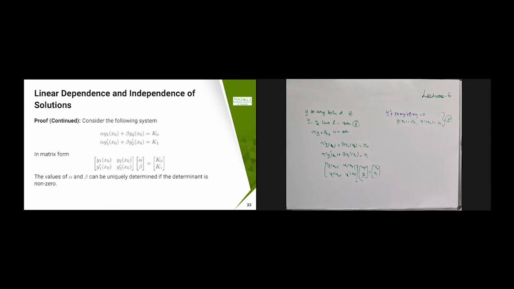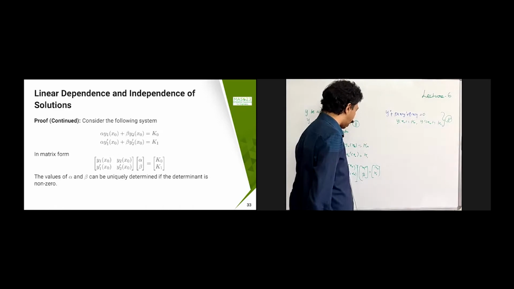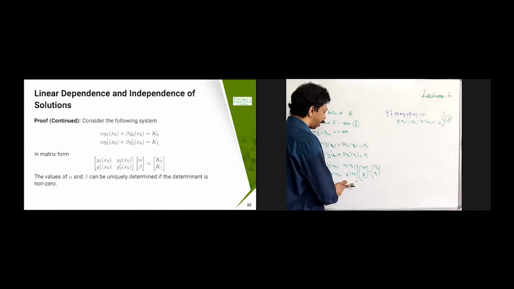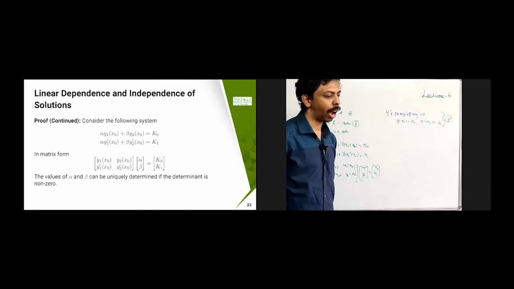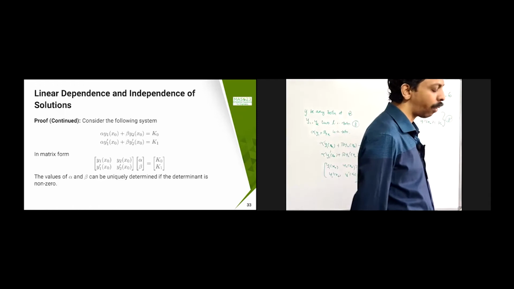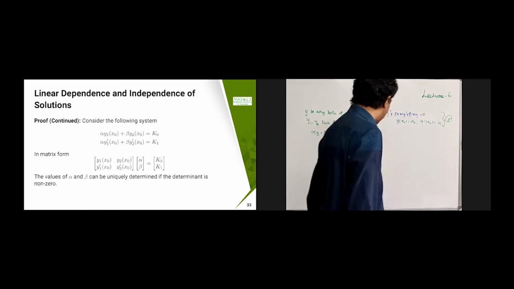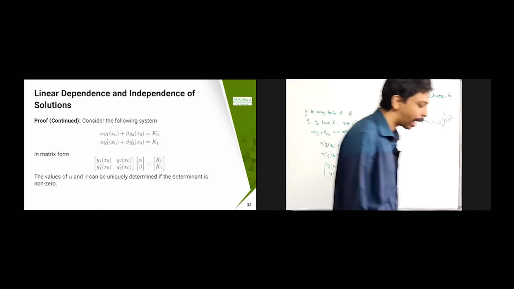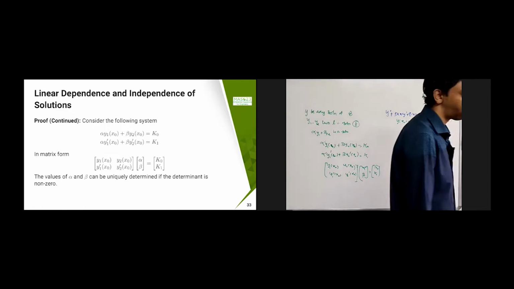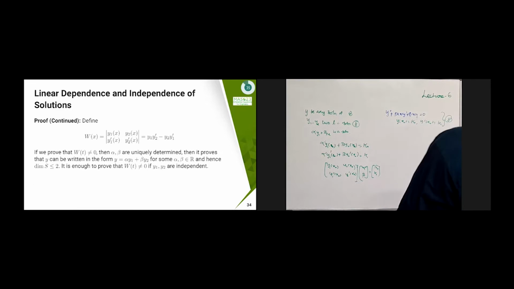Okay, so now we need to find alpha and beta. This alpha and beta can be uniquely determined if the determinant of the coefficient matrix is not equal to 0. Then I can find that alpha and beta can be uniquely determined. So what is that determinant going to be? That determinant is the Wronskian.